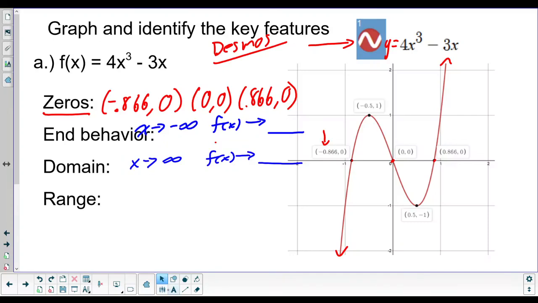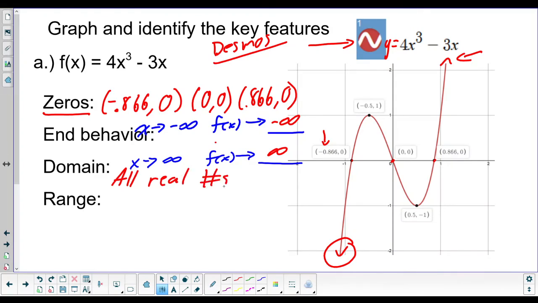Okay. So on the left side, x goes to negative infinity. That's left. We're going down. So this will be negative infinity. X goes to infinity. That's the right side. We're going up. So that's infinity. Domain for every single polynomial is all real numbers. Range, we go down forever and we go up forever and we cover everything in the middle. So that's everything. Our range is also all real numbers.